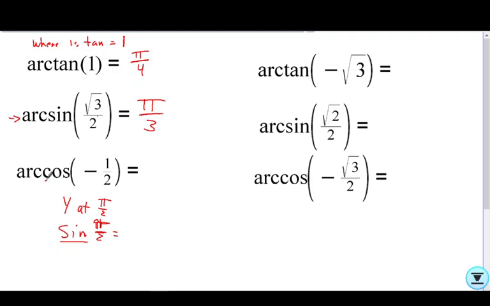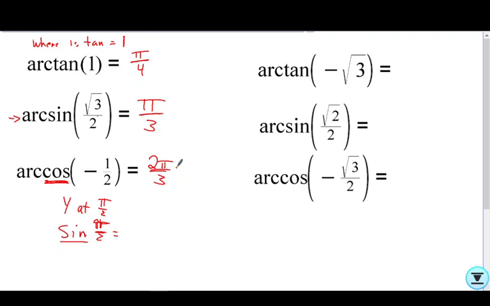Arc cosine. So we're saying, hey, where is cosine negative 1/2? Well, remember, arc cosine only is in quadrant 1 and 2, so we know we're in quadrant 2. And what angle measure is cosine negative 1/2? That's 2 pi over 3. And of course, you could always check yourself by doing the opposite, saying, okay, what is cosine at 2 pi over 3? Well, that's negative 1/2. So you could always use those trig values that we've been studying to go backwards and check your answer.